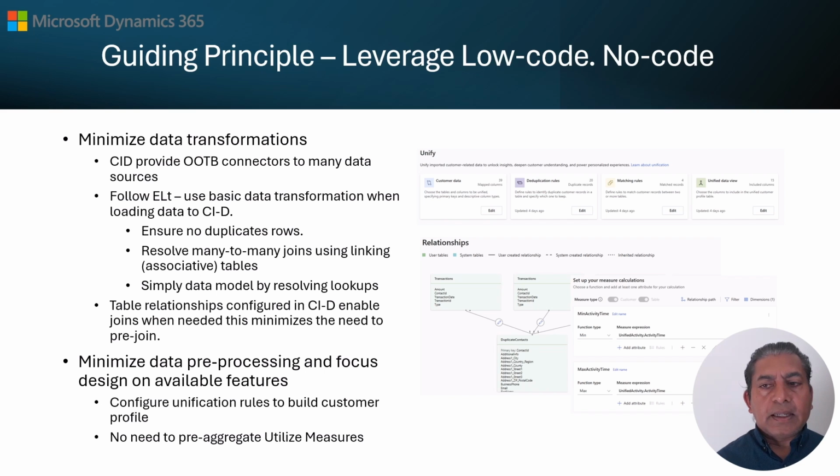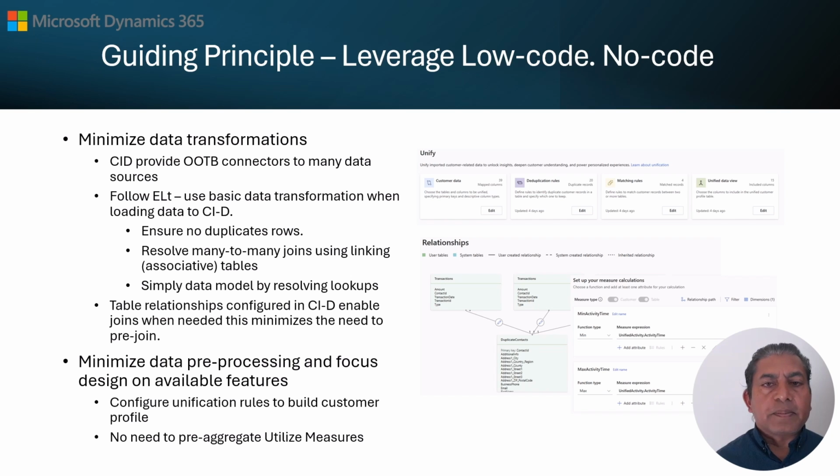When you bring your data to CID, it must meet some basic requirements. Ensure that all duplicates per table are resolved. It implies that the primary key or unique key is a true representation of the data, not merely a sequence number. And if your data set has a many-to-many join, I may suggest to introduce a linking table to resolve these joins into one-to-many. And third, focus on simplifying your data model to resolve lookups for reference codes or IDs. This will make your data set ready to be ingested in CID.